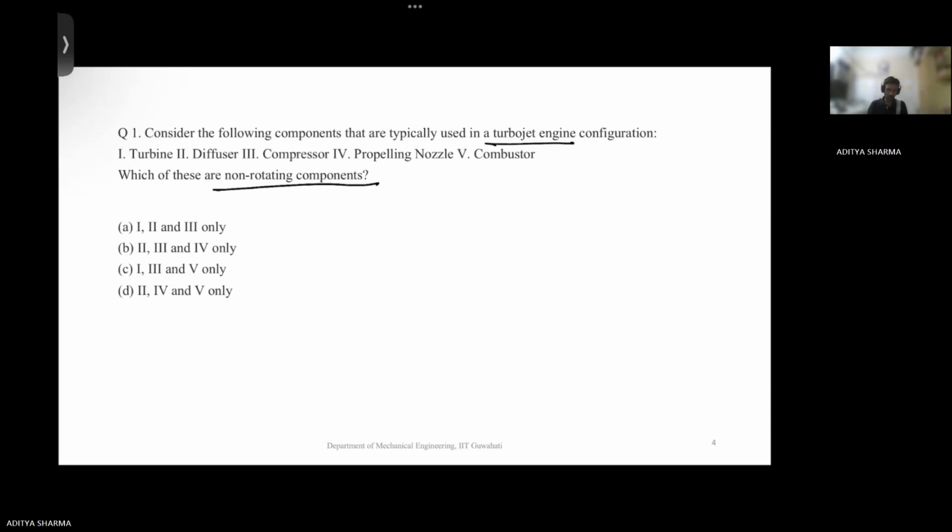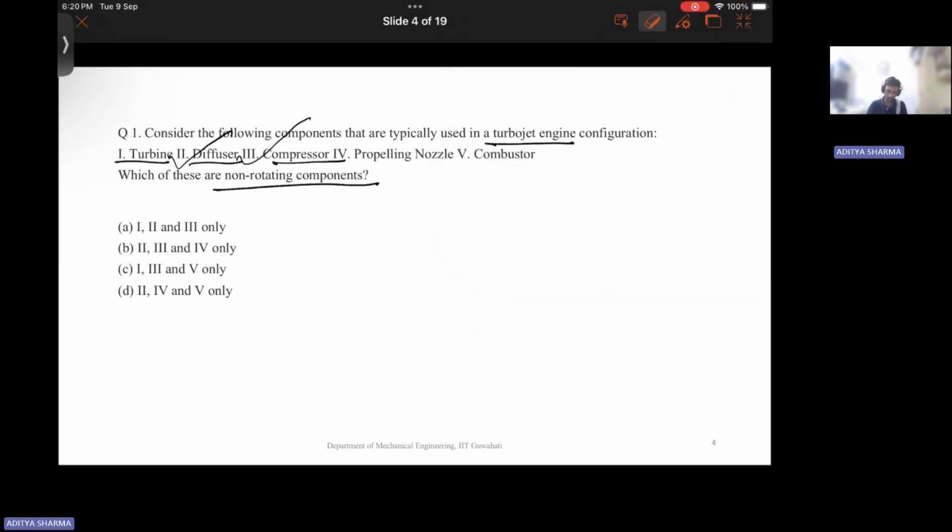Then, is turbine a non-rotating component? No, turbine is a rotating component. Is diffuser a non-rotating component? Yes, diffuser is a non-rotating component. There is no rotation as such here. In the intake section, you have seen this. Then compressor is non-rotating? No, compressor is rotating. Both turbine and compressor are rotating components.